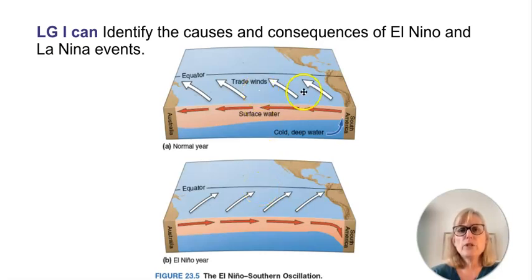Okay, so in normal years, we have our trade winds blowing toward the west, so the western Pacific. So here's our eastern Pacific, here's our western Pacific. The wind blows the water along the equator, and so our surface water blows this way. And from below, you have upwelling, cold, deep water, which makes good fishing because you start your food web.